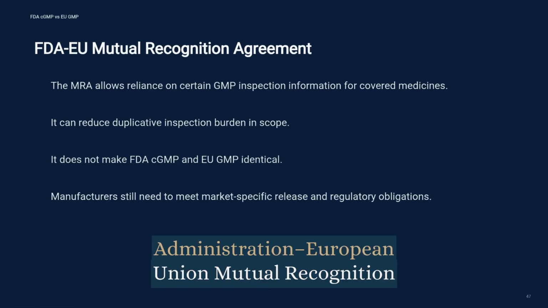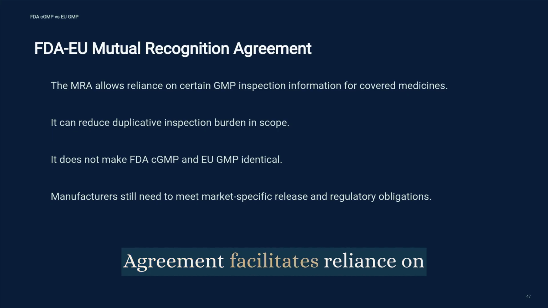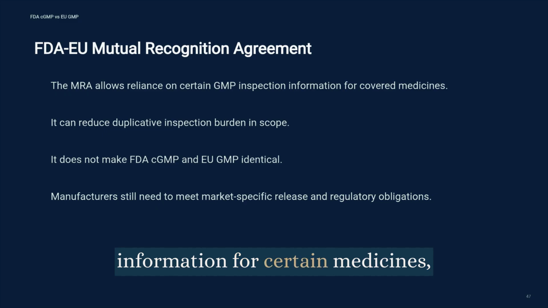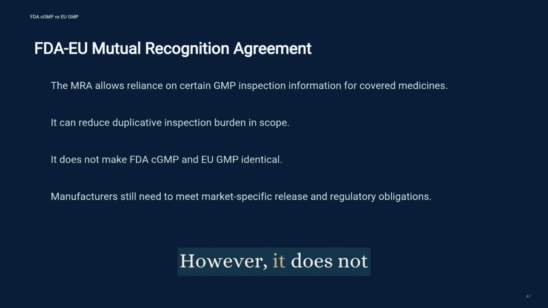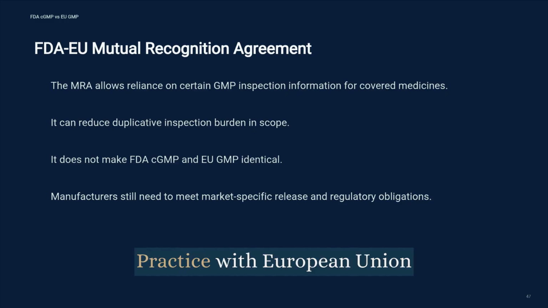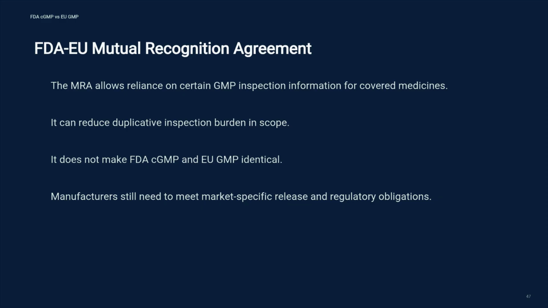The Food and Drug Administration European Union Mutual Recognition Agreement facilitates reliance on good manufacturing practice inspection information for certain medicines, reducing duplicative inspections. However, it does not equate Food and Drug Administration current good manufacturing practice with European Union good manufacturing practice. Manufacturers must still comply with specific market release and regulatory obligations.